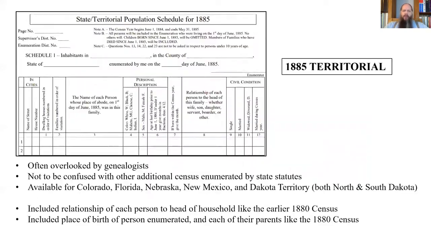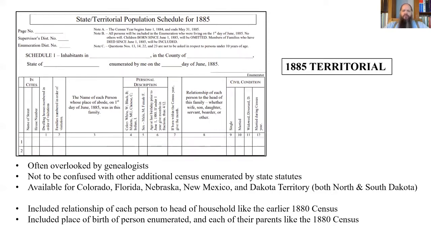Five years later, I had also mentioned in part one a special territorial schedule. This was done in the year, again, 1885. This is often overlooked by genealogists. I don't want to have any confusion on this though. Do not confuse this with additional state enumerated census.